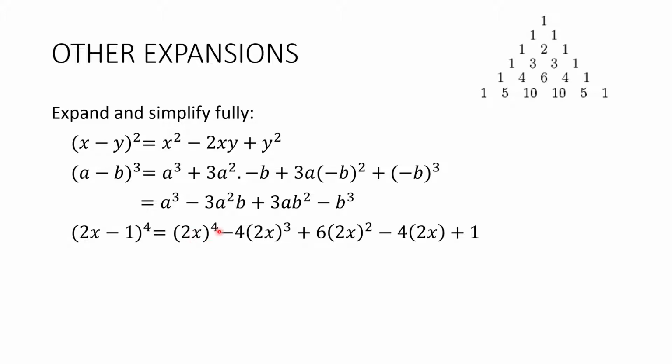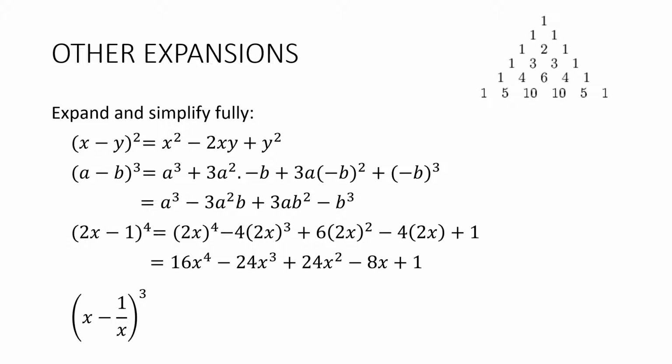So (2x)^4 minus 4 times (2x)^3 plus 6 times (2x)^2 minus 4 times (2x)^1 plus (2x)^0. You can't stop here, you've got to tidy that up. But you can just do that on your calculator. See again how it oscillates.